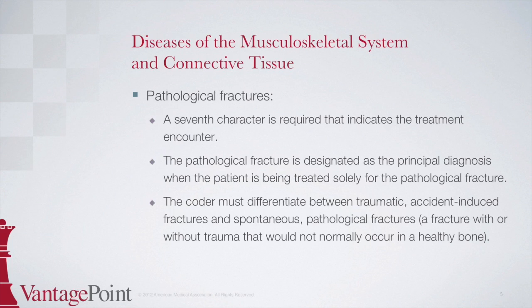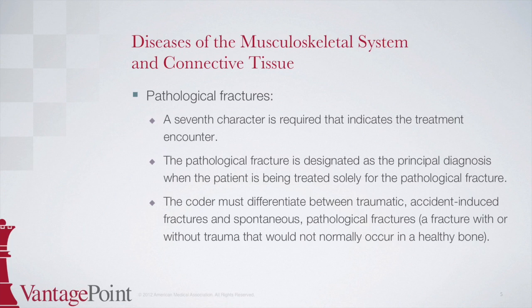However, there are certain fractures that are coded in this chapter. They are the pathologic fractures, or fractures that are caused by disease, such as neoplasms or osteoporosis. A 7th character is required for these fractures, and we'll take a look at the 7th character options in more detail later in this presentation. If the patient is being treated solely for their pathologic fracture, that fracture must be coded first.